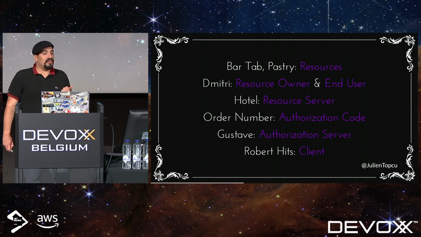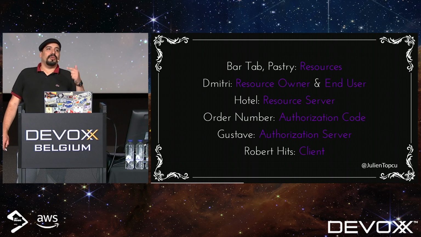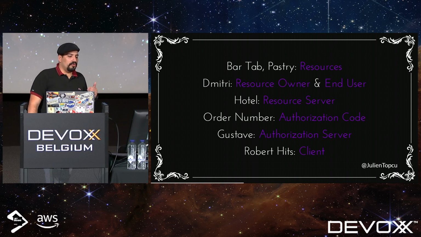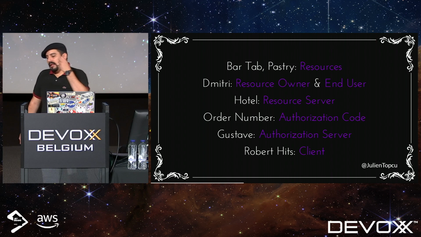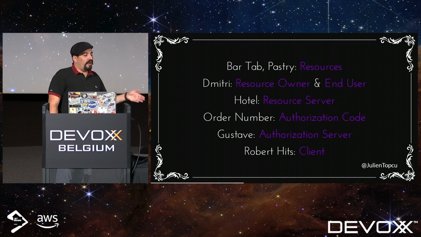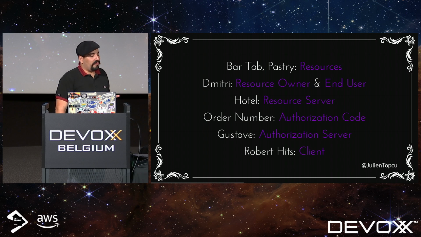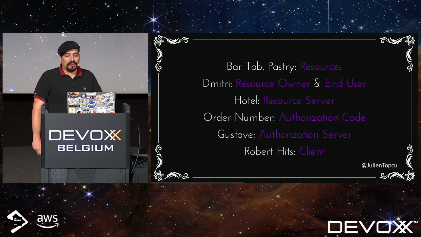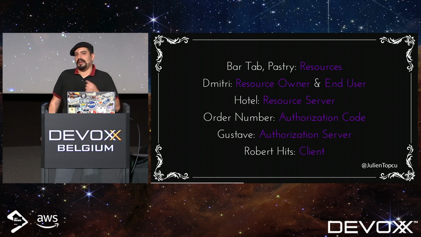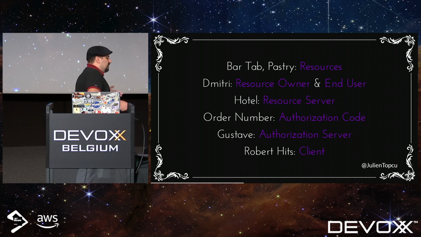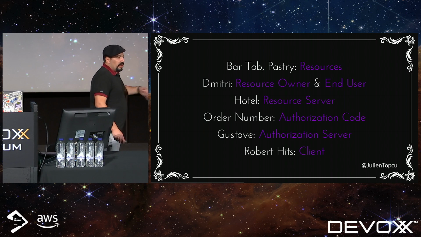So to sum up, here, the bar tab and the pastry were the things we try to access, so they are the resources. Dimitri is both the resource owner and the end user in that use case. That's not always the same person, but here he owns the resource and he's the one to whom we will offer a service. The hotel is where you will find the bar tab and the pastry, so it's the resource server, and the order number is the authorization code, like the booking reference number. Gustave is the authorization server, and Robert Hitz the client. So maybe that last part is confusing. Why is Robert Hitz the client and not Dimitri? Because Dimitri can just take his legs and go to the pastry shop to order himself physically.